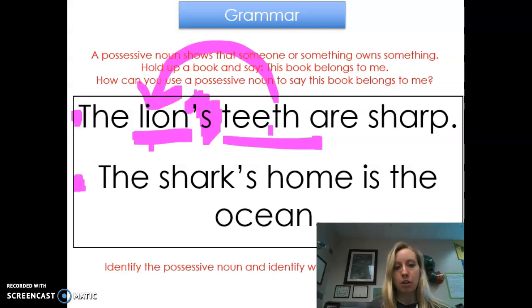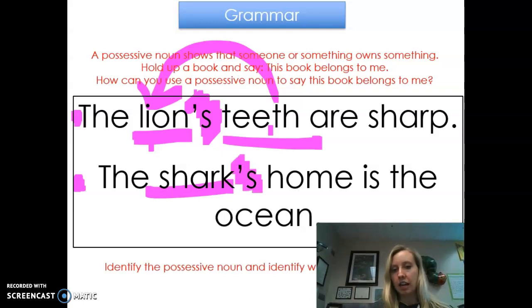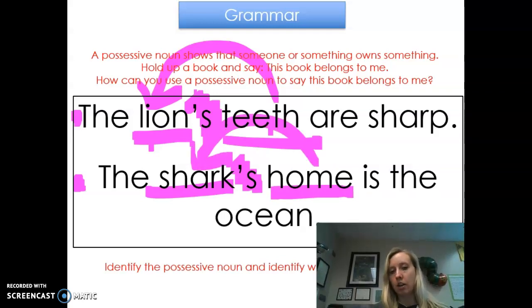Okay, let's do one more here. The shark's home is the ocean. Okay, find the possessive noun. First we look for who. It's the shark. Apostrophe s tells us the next word is his. The shark's what? Home. The home is the shark's.